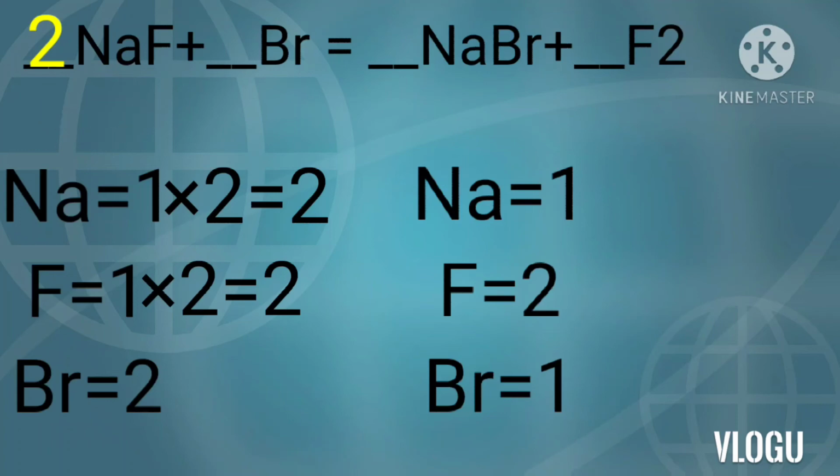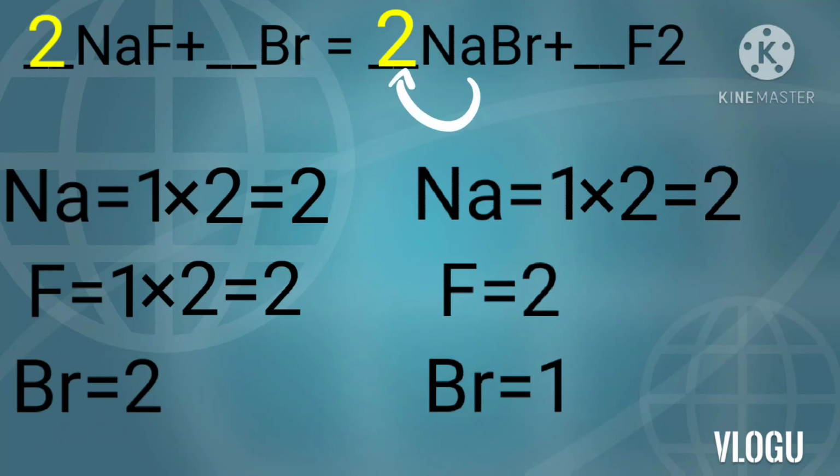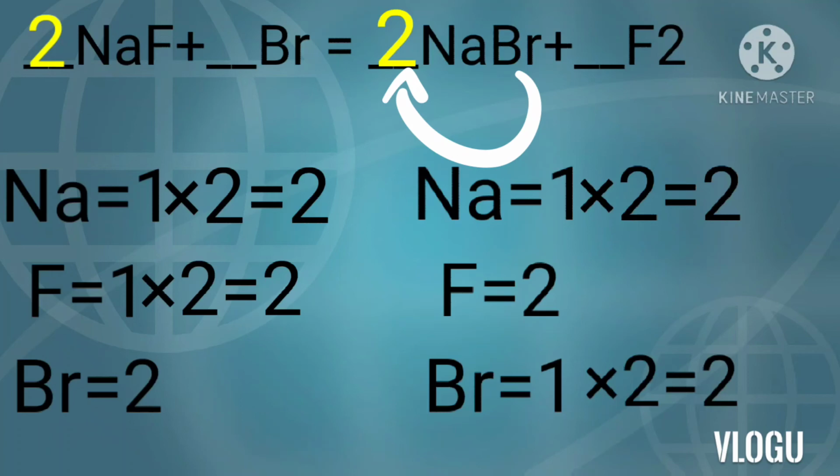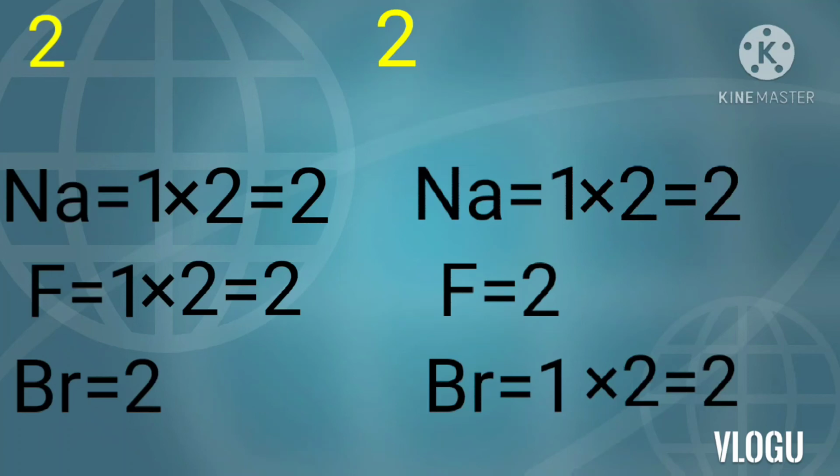We got 2, 2, 2 on the left, so let's proceed to sodium on the right. Let's put 2 before the sodium bromide and multiply sodium 1 times 2 equals 2. Same with bromine, 1 times 2 equals 2. Now we got it equal again.